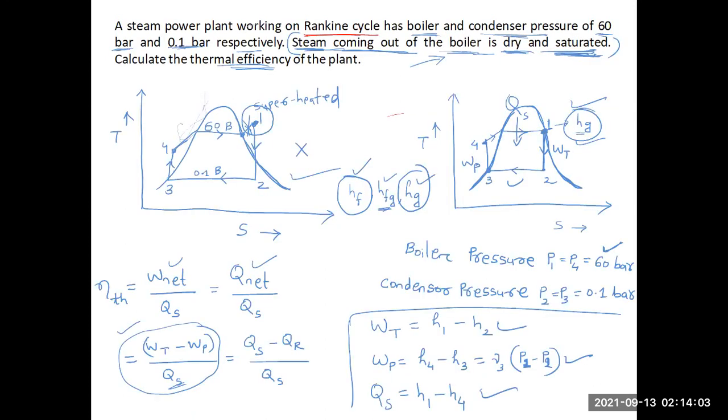So here our aim is to calculate H1. H1 is nothing but Hg at 60 bar pressure. From the steam table we will see at 60 bar what the value of Hg is. So now we'll go to the steam table.